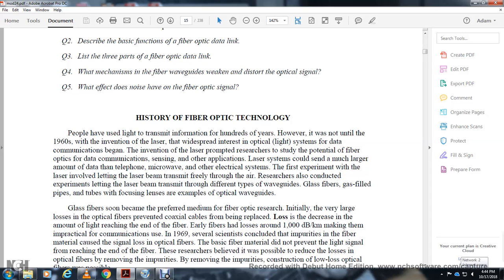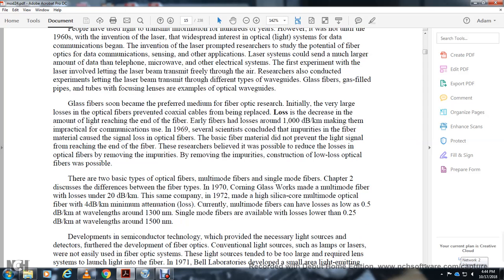The first experiments with the laser involved letting the laser beam transmit freely through the air. Researchers later conducted experiments letting the laser beam transmit through different types of waveguides, such as glass fiber, gas-filled tubes, and focusing lenses. Glass fibers soon became the preferred medium for fiber optic research.